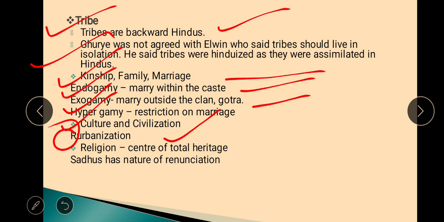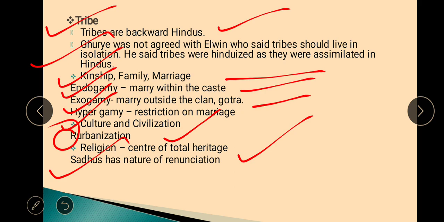Next, he also talked about something on religion, where he said religion is the center of the total heritage of man. He even wrote six books on religion, such as Indian Sadhus, Gods and Men, Religious Consciousness, Indian Acculturation, Vedic India, The Legacy of Ramayana. So here are a few books on religion. He also said sadhus have the nature of renunciation, meaning they are at the top of the system, right? So these are some of the few works of Ghurye.